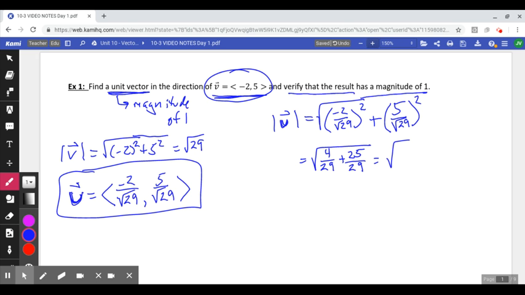Those two fractions have a common denominator, so we can just add the numerators. 4 plus 25 is 29 over the common denominator, which is 29, and 29 divided by 29 is 1. Square root of 1 is 1. So we actually did verify that the magnitude of vector u is 1. Also, vector u has the same direction as vector v. If you plotted these on the coordinate plane, you would find that to be true.